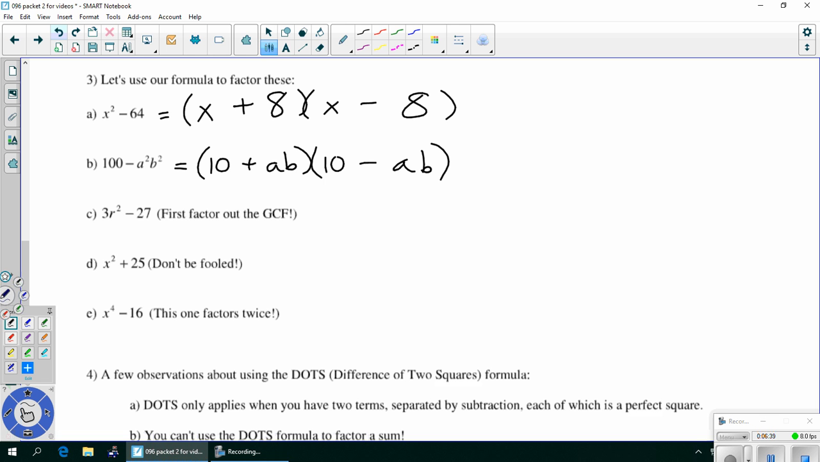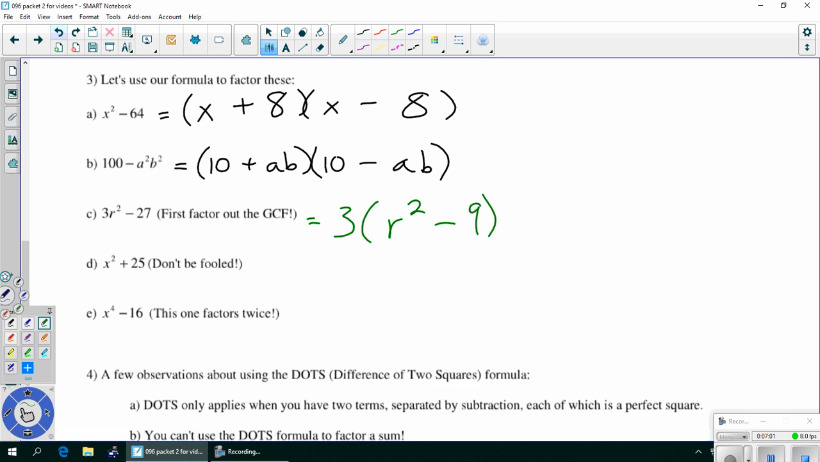But we do know that we can factor out the greatest common factor, and in fact, we should do that first in any kind of factoring problem. So what goes into both of these terms? Well, there's a 3. Is there r in both terms? No. 3 is the greatest common factor. So what's left? r squared minus 9, since 3 goes into 27 9 times. So we have correctly factored out the greatest common factor.